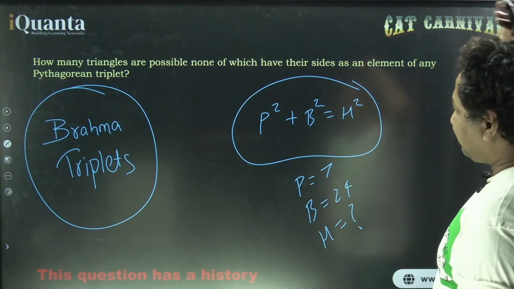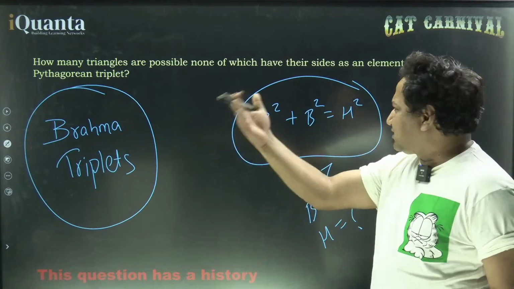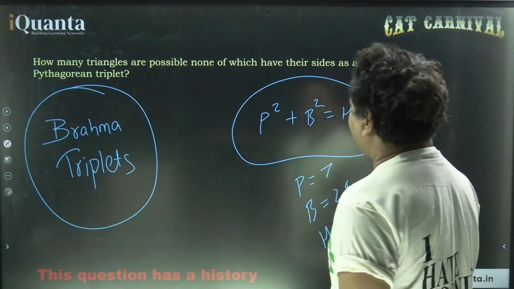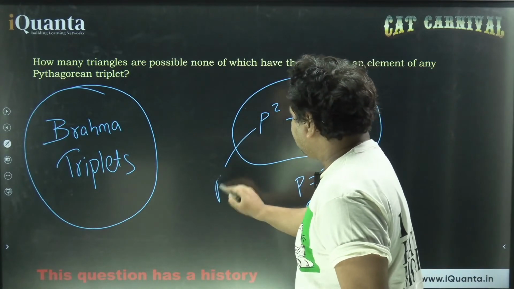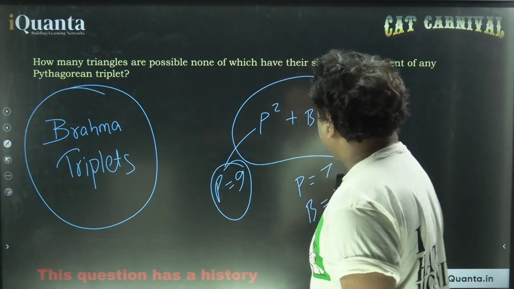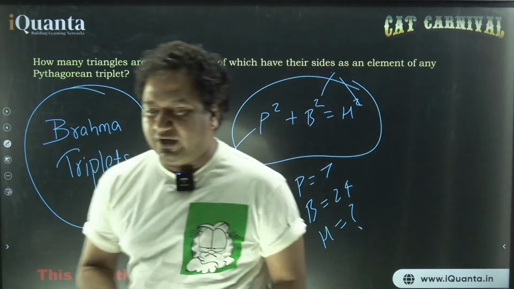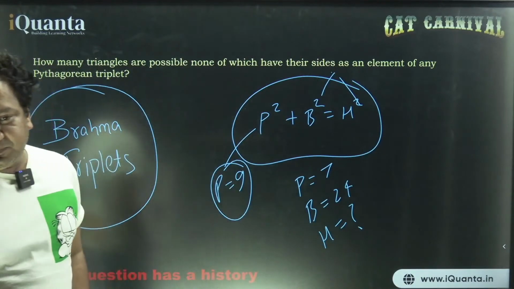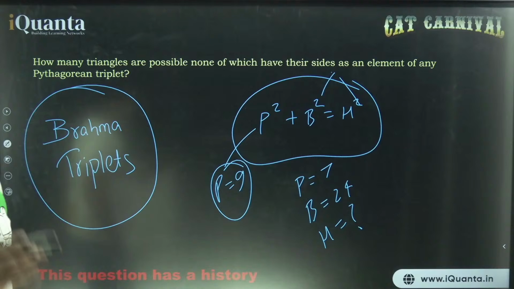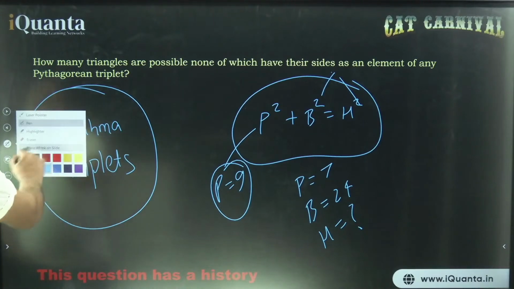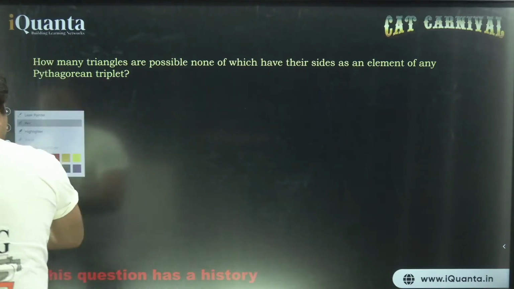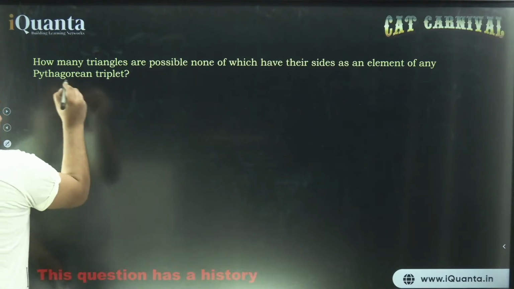But some triplets you remember, like 5, 12, 13 and 7, 24, 25, which came to you immediately. And if someone says, tell me, if P is 9, then what will be the values of B and H? So this will become very difficult, isn't it? And now I will do it just like a pro. So listen to me carefully, make your notes carefully.